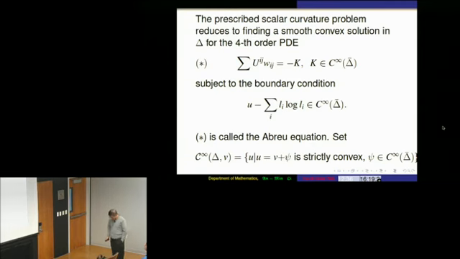The prescribed scalar curvature problem reduces to finding a smooth convex solution in delta for this PDE. This is the Abreu equation, where K is a given function, subject to the boundary condition u minus v belongs to C infinity of delta bar. So this geometry problem reduces to solving this PDE problem. This is a PDE, but the boundary conditions are very special. This is the Abreu equation.